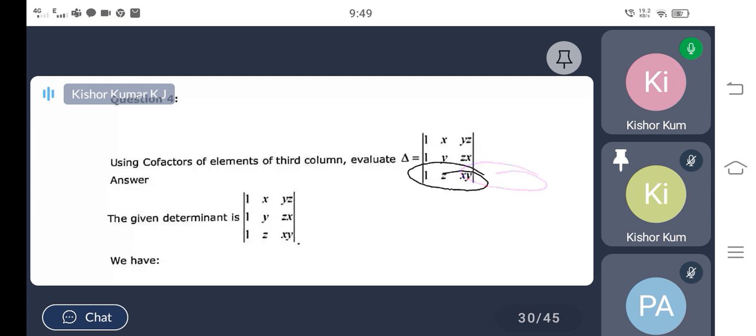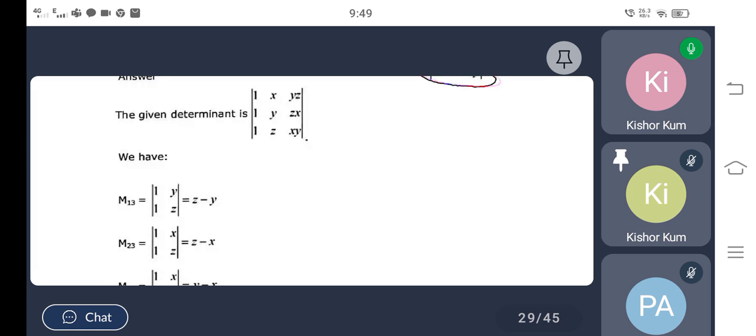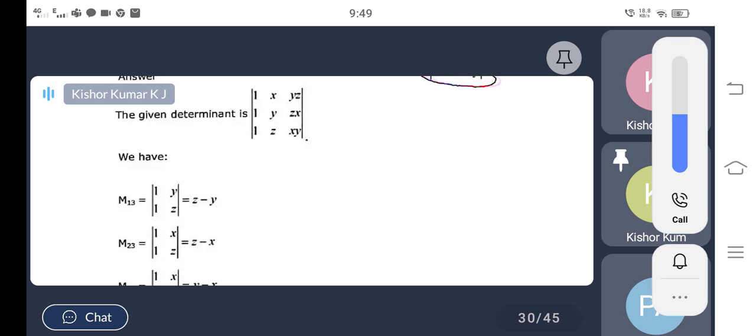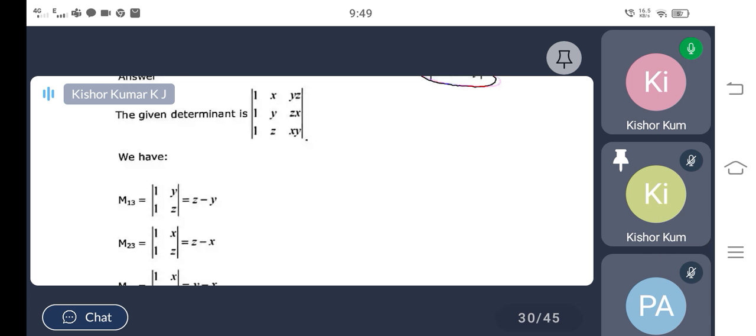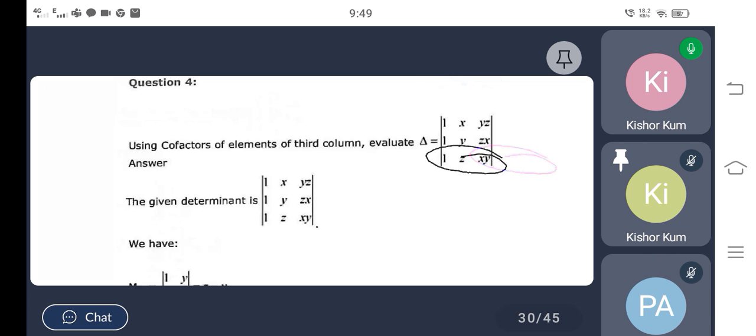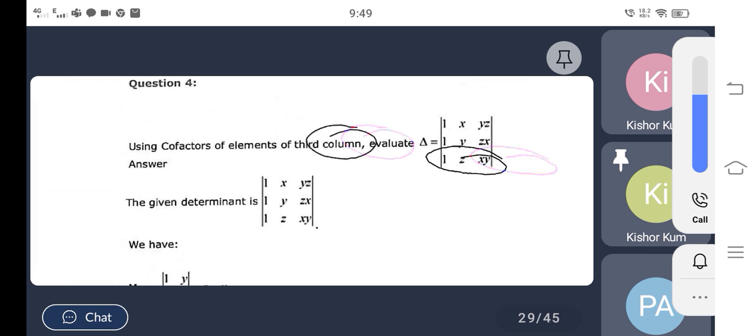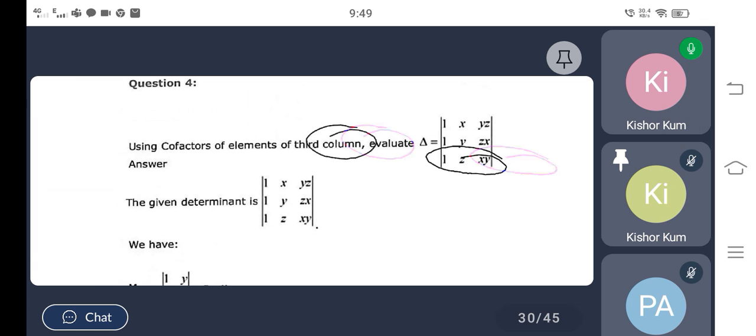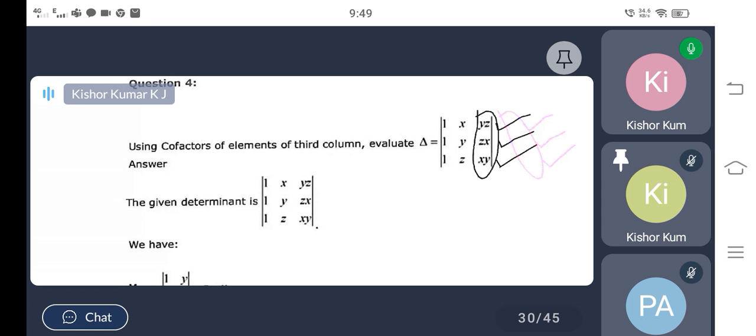So now first I am going to calculate the minors M13, the third column. I'm sorry, this is the column, not the row. So column means we consider A13, A23, A33, the third column. These are the values we should calculate here.